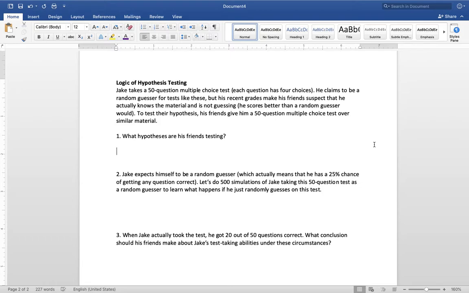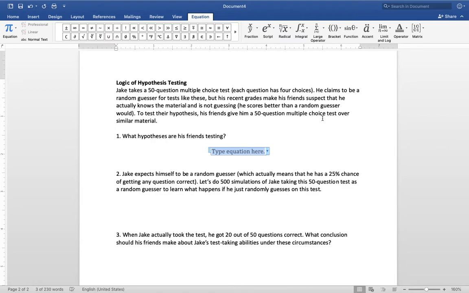Okay, so what are the hypotheses that his friends are testing? First of all, what do they expect to be true? The expectation, what you expect to be true, is called your null hypothesis, which I've used that word a few times now. Well, Jake claims he is a random guesser. So what they expect to be true is Jake is a random guesser. That is their first hypothesis. That's their expectation.